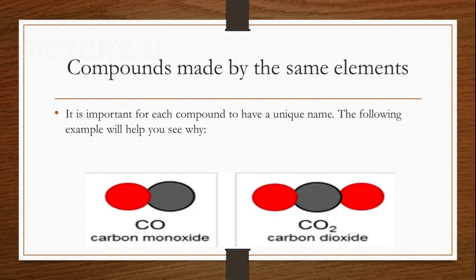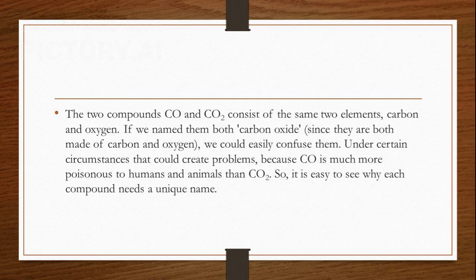Each compound must have a unique name to avoid confusion. For instance, carbon monoxide and carbon dioxide, though similar, have vastly different properties and effects. Carbon monoxide and carbon dioxide both contain carbon and oxygen, but their unique names prevent confusion and highlight their distinct characteristics, crucial for safety and clarity.